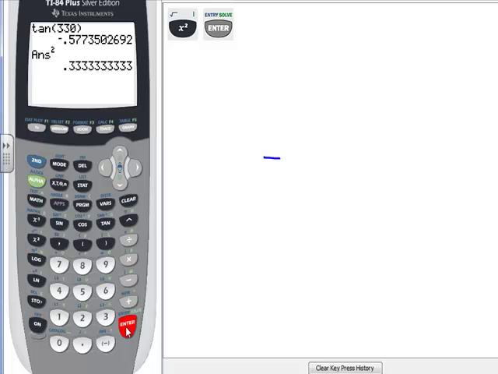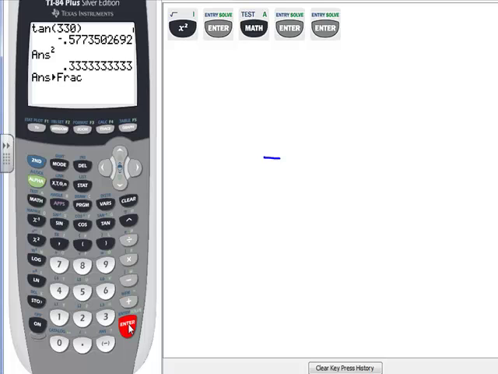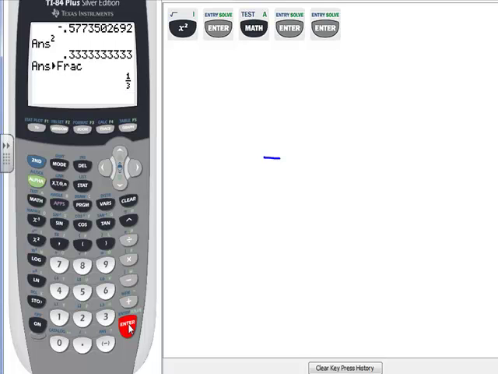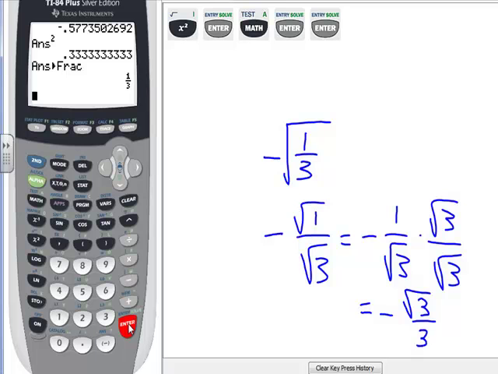Now hopefully you know that 0.33333 is 1/3, but if you don't, you can hit math, enter, enter, and it comes on your screen. And so then you just need to remember, well, really, this 1/3 is what I got when I squared what it really is. So I need to take the square root of it. So I get negative, and remember this really is the square root of 1 over the square root of 3. So this really is negative 1 over radical 3, which I'm going to multiply by radical 3 over radical 3 and get, grand finale, negative radical 3 over 3.